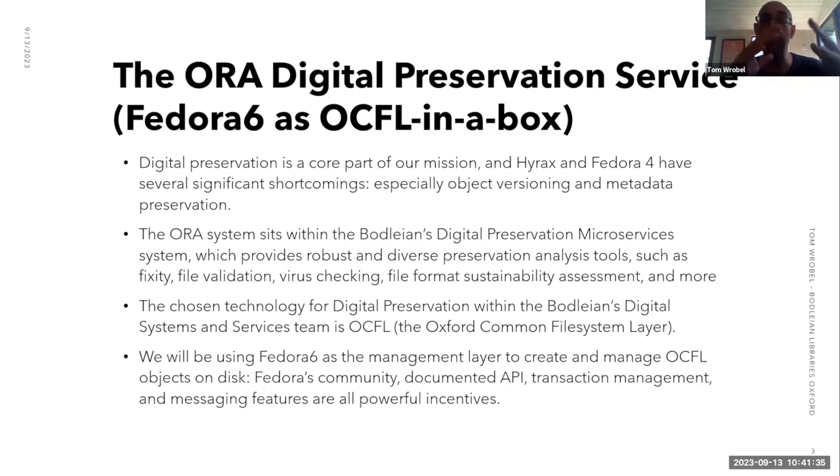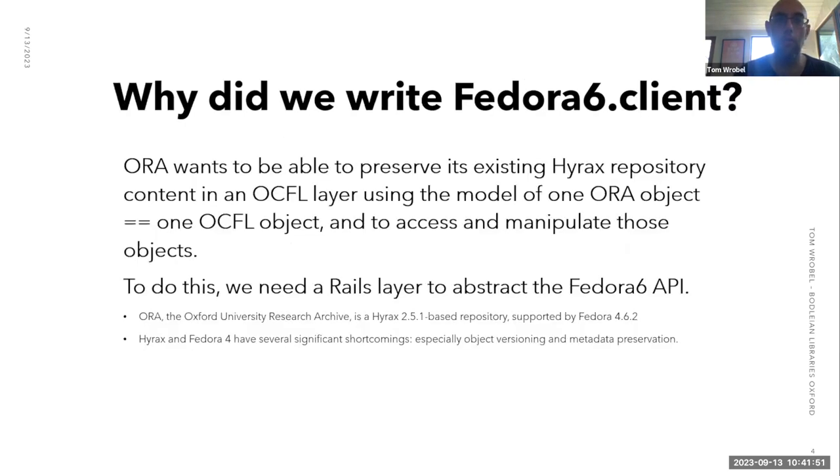So given this need to create objects in OCFL, and this choice to use Fedora 6 to do it, we now have to connect Hyrax to Fedora 6. So what we've written, and what we're making public at the moment, is Fedora 6.client, which is a Rails layer to abstract the Fedora 6 API. Very simply, it is a Rails gem that abstracts the Fedora 6 API and allows you to create, access, and manage content in Fedora 6.